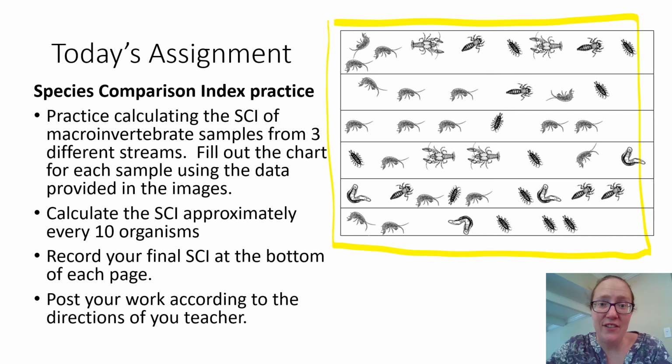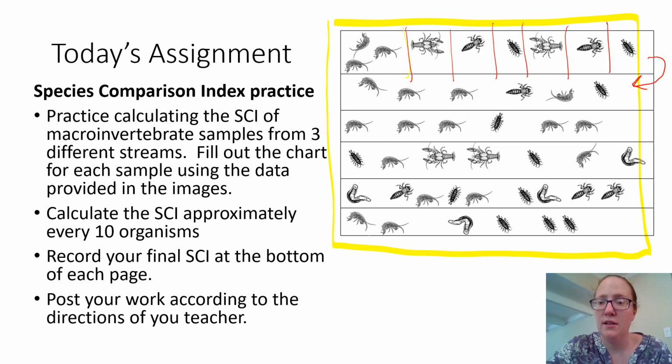So because of your identification skills, you know that these are scud. But you don't need to know that to be able to do SCI. All you need to be able to tell is that there are 3 of them that look the same. So in this case, you have a run of 3, a run of 1, a run of 1, a run of 1, a run of 1, a run of 1. And remember, it keeps going. There's a run of 2, a run of 1, a run of 1. And look at this. There's a run of 6. Crazy.